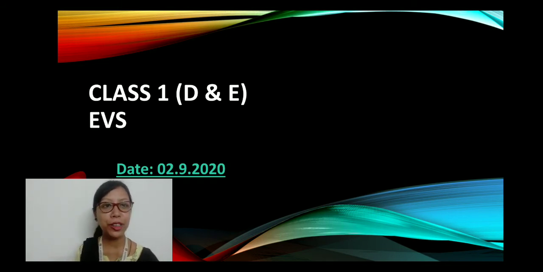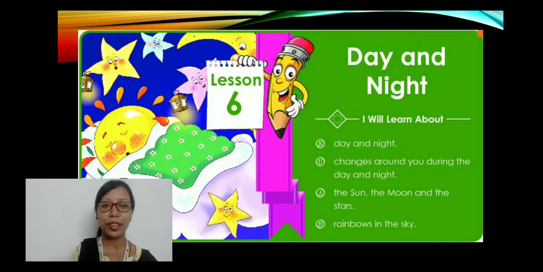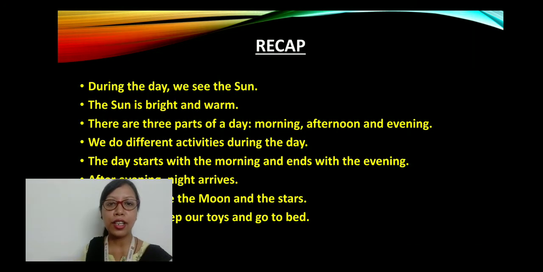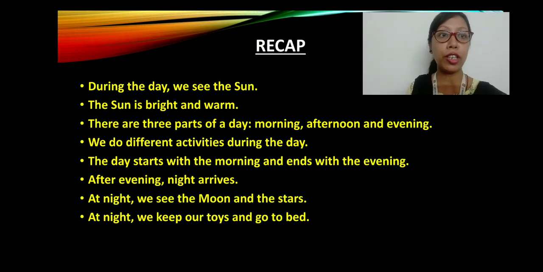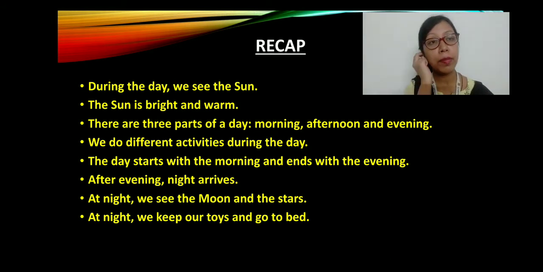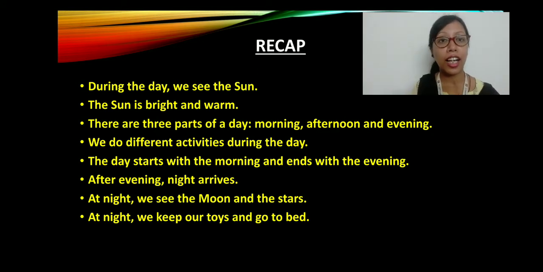So we have been doing lesson number 6, which is day and night. This is a very familiar chapter with all of us. Let us do a quick recap of what we did in our previous class. We have talked about and discussed the day and night, and how they are different from each other. During the day, what do we see? We see the sun, and the sun is very bright and warm.